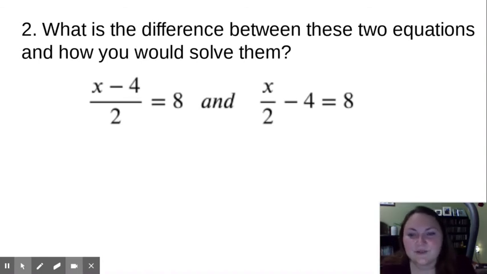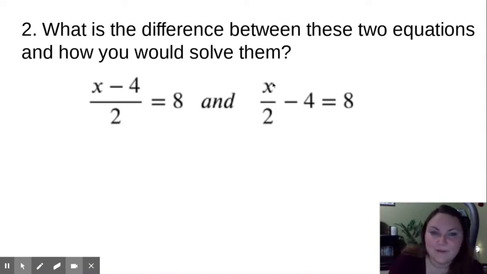All right, so looking at them, visually the difference is on this left side, right? Over here, that division line goes under both x minus 4, and over here, that division line is just under x. So the difference in what they're saying is this first equation is saying this entire quantity, x minus 4, we're going to divide all of that by 2. Whereas over here, this is just saying we're only dividing x by 2, and then after that, subtracting 4.